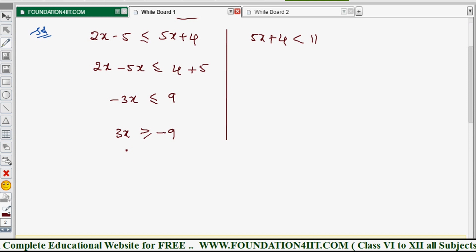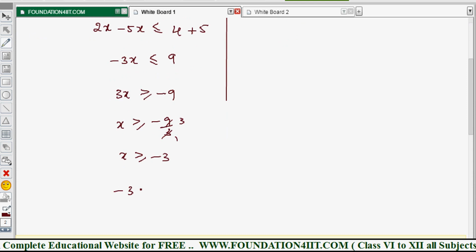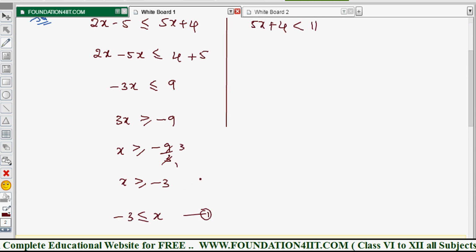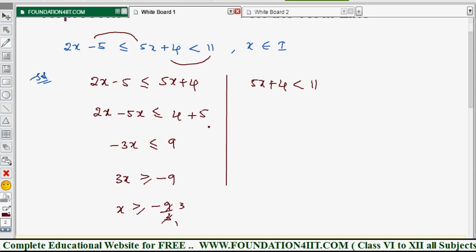So you can cancel, then x is greater than or equal to minus 9 divided by 3. So x is greater than or equal to minus 3, since 3 ones are 3, 3 threes are 9. Okay. x is greater than or equal to minus 3. Then minus 3 is less than or equal to x. Okay, let it be inequation 1. And one more here, 5x plus 4 less than 11. Simple. 5x less than 11 minus 4. Then 5x is less than 11 minus 4, which is 7, and x is less than 7 divided by 5.